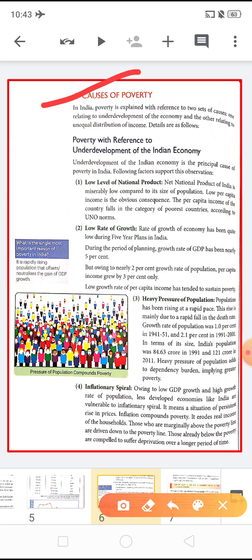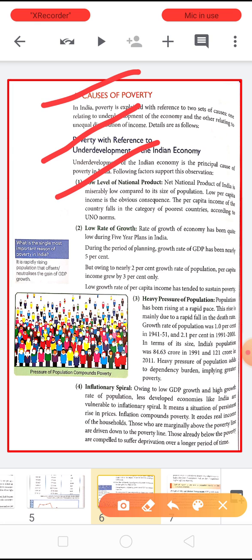First, it explains poverty with reference to the underdevelopment of the Indian economy. So children, the primary cause of poverty in India is the underdevelopment of India's economy. Some of the primary factors which support this observation are as follows. First one is the low level of national product.